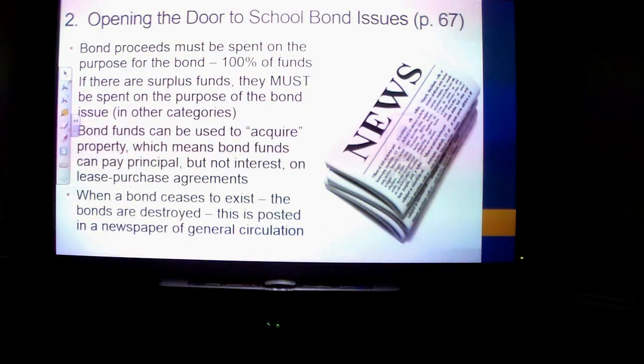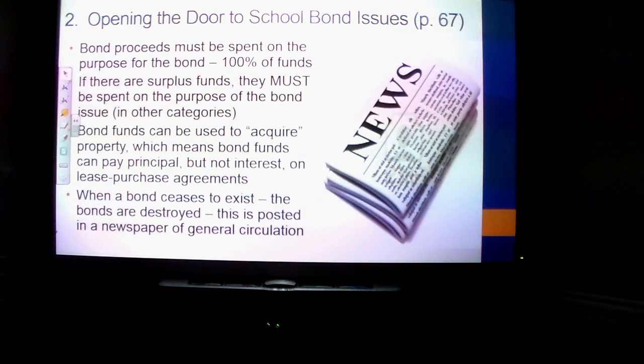So bond proceeds must be spent on 100% of the purpose of the bond. If there are surplus funds, which do happen, then they have to be spent on the purpose of the bond issue in other categories. Basically, if there was a bond that required you to purchase textbooks or a new curriculum for the mathematics department, and there's extra money, there's a discount, the prices got lowered, you need to put that money towards other curricular-related issues because it's the same line item, but it's going to be a different topic, maybe social studies books or something like that. You can't control that and say, okay, well, the money's going to the football team, so please know that.